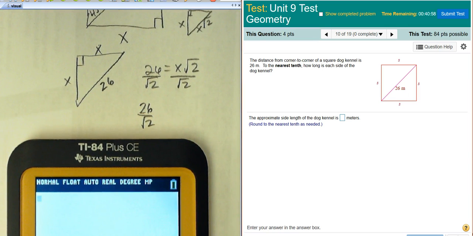The way it's worded, I would honestly just do 26 divided by the square root of 2. And so to the nearest tenth, I think is what it asks you to round to. That's one decimal place. I would go 18.4 on that particular example.